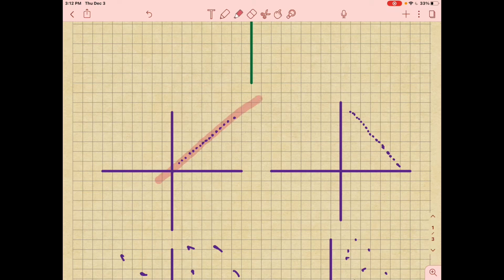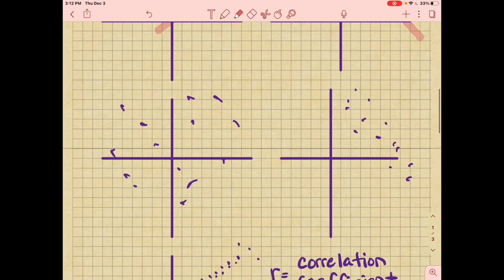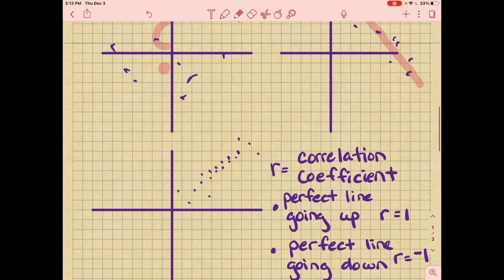Sometimes we can see that the dots are definitely trending up. Sometimes we can see that the dots are definitely trending down, sometimes very close to perfect. Sometimes there's just no correlation whatsoever. The dots are just random. And sometimes you have to use a bit of imagination, but you can see a trend.